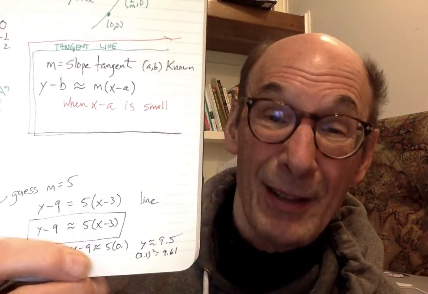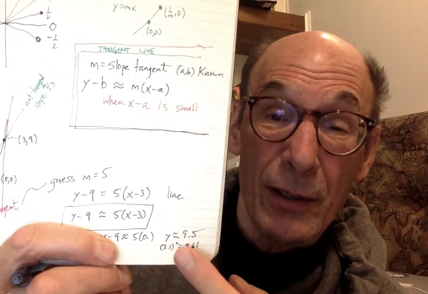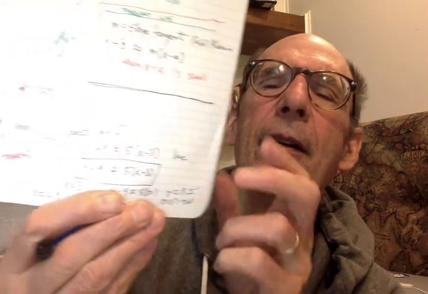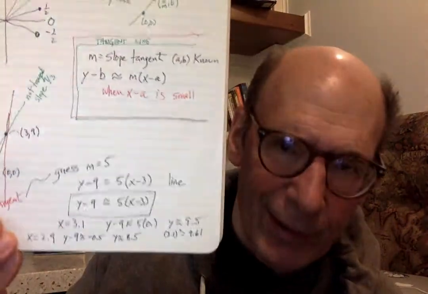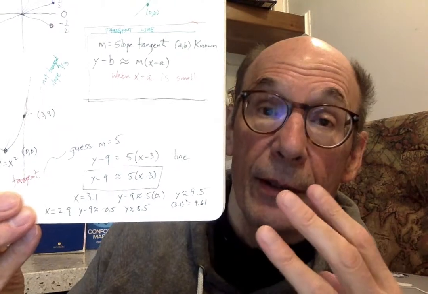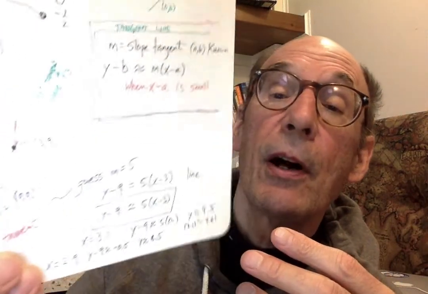That's within 10%. So this could be a pretty good estimate. And so there's the deal. And it also works the other way. If x is 2.9, then x minus 3 is minus 0.1. So we're going to say that y minus 9 is approximately minus 0.5. And so y is approximately 8.5. That's not bad. Now, the thing is with squares, we could have just done this directly. But for a lot of other things, it's quite useful to approximate it like this.